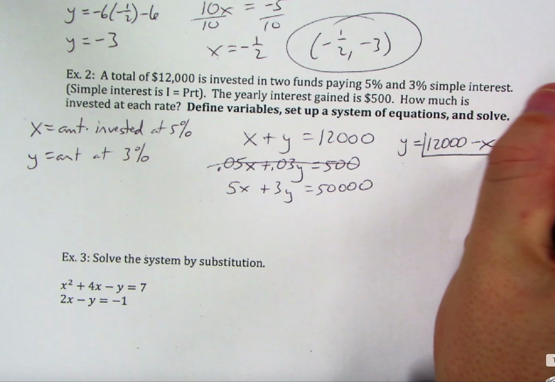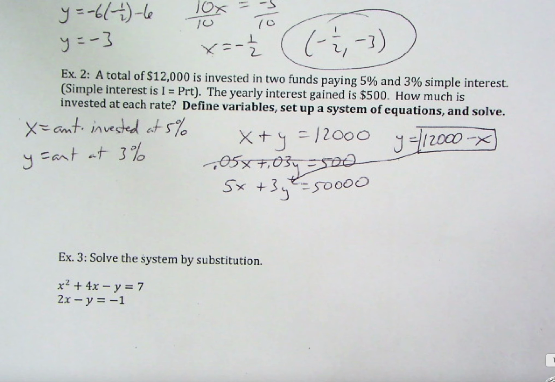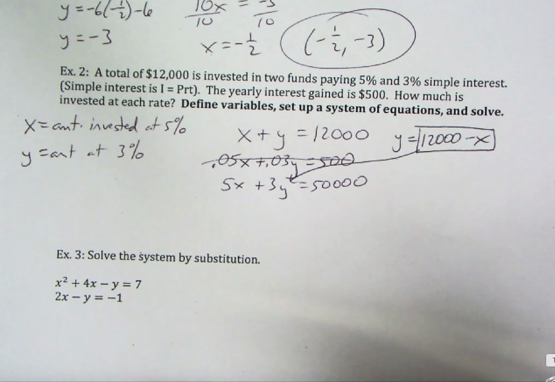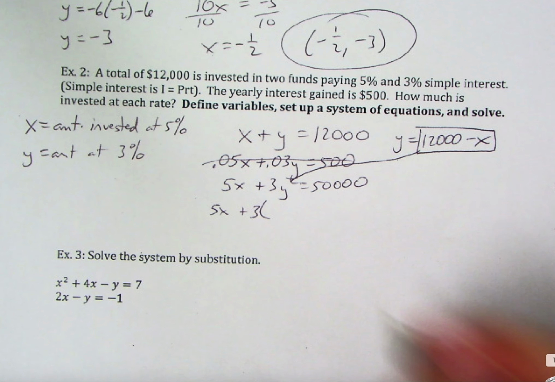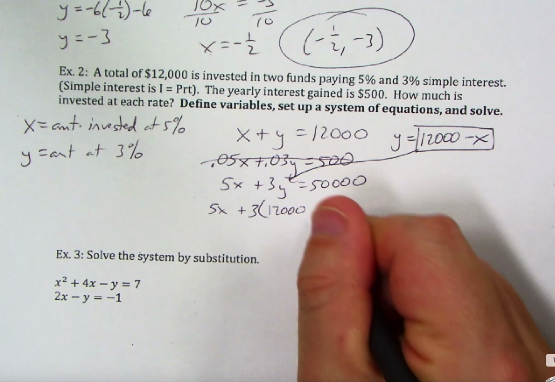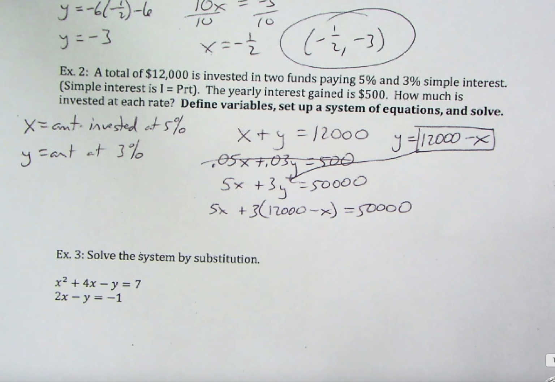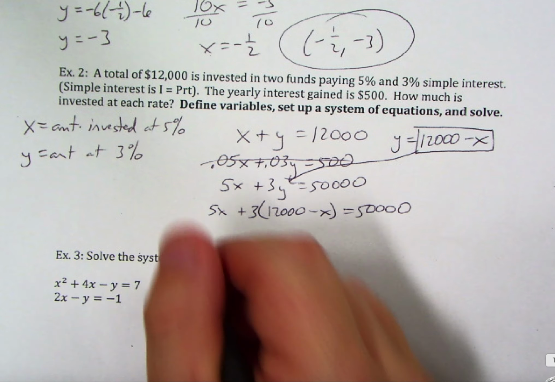Now I take what y is and substitute it in for y in the other equation. You have to make sure you plug it into the other equation, because if you plug it into the one you just solved for, everything is just going to cancel out. You're not going to get anywhere. You have to use the other equation. So I have 5x plus 3 times 12,000 minus x equals 50,000. Notice I put it in parentheses, and also notice I have a new equation with just x's in it that I'm going to solve for.